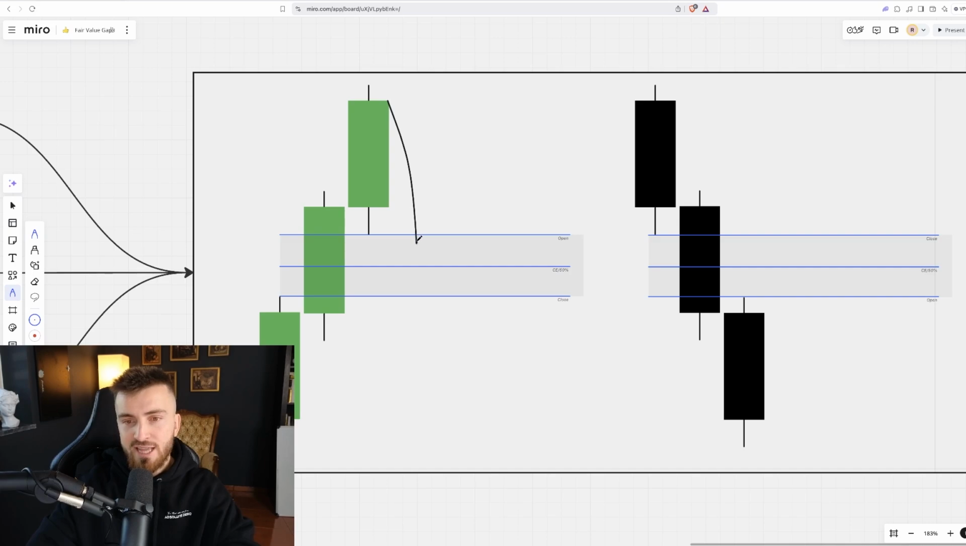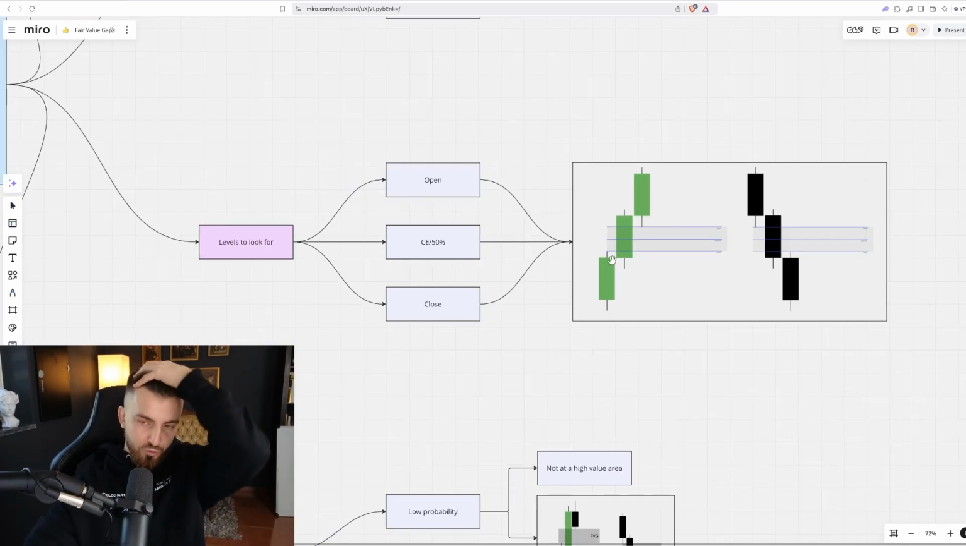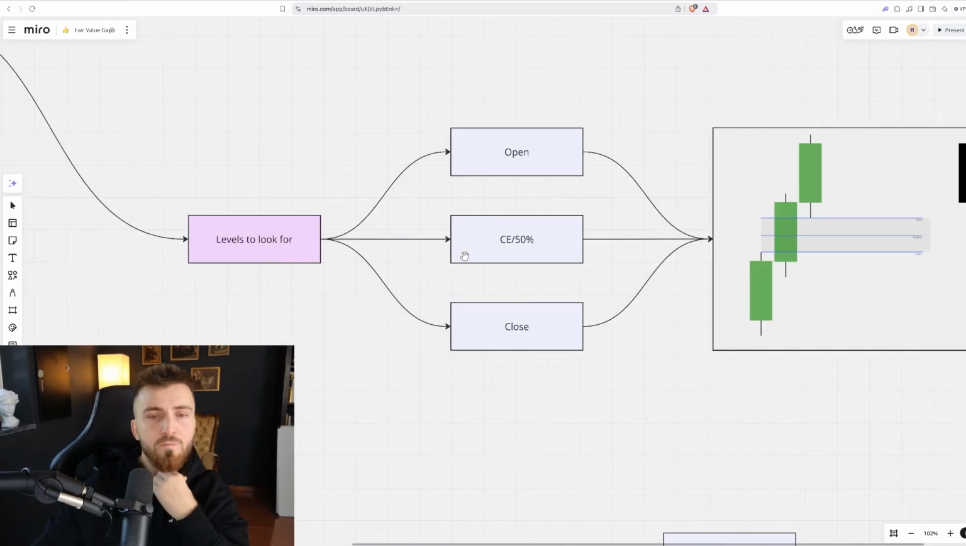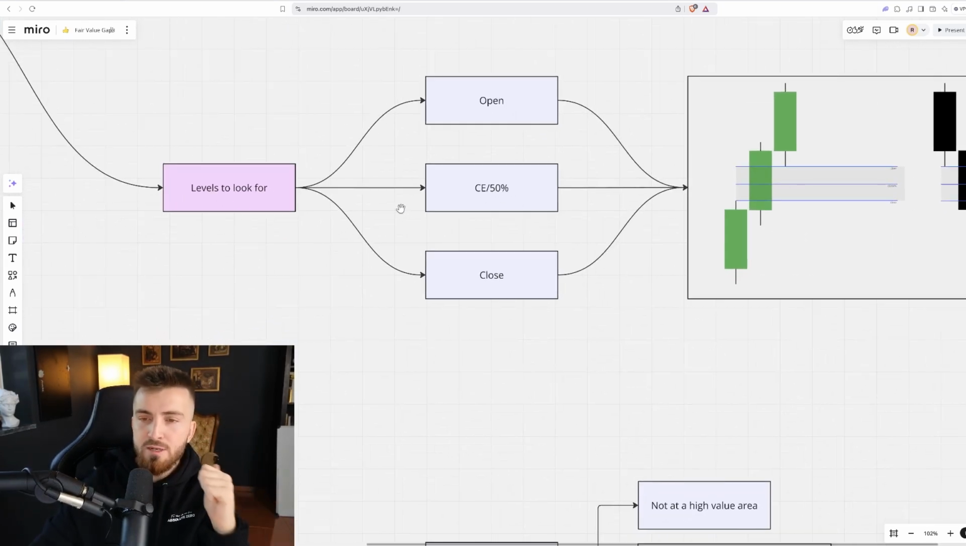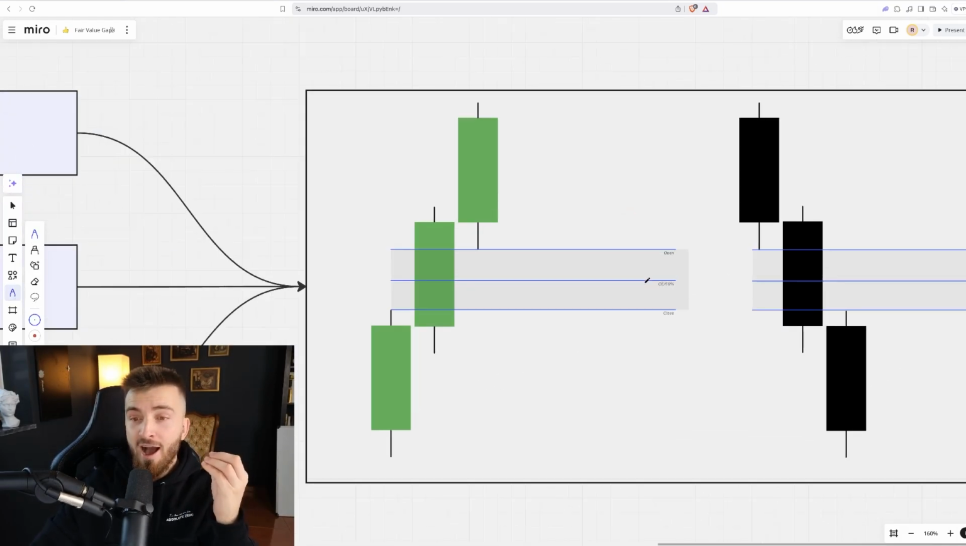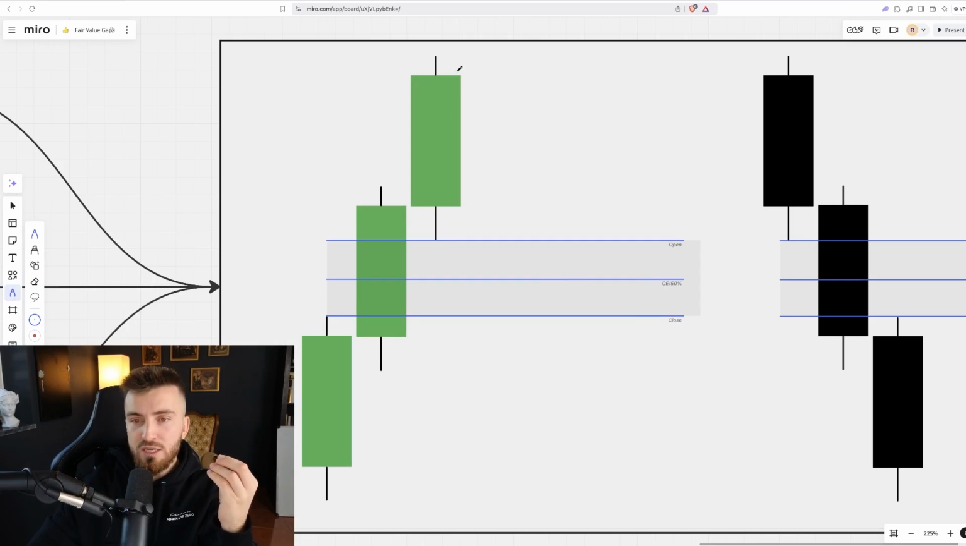And here it just tapped the opening of the gap, the start of this gap. In the 50%, it's obvious that it's the 50%. I'm not even going to double check that or give you a justification. So levels to look out for: the open, the 50%, and the close. These are the levels that you expect to be reacted from. And for the highest quality fair value gaps, you don't even expect the 50% to be closed below, right? You don't expect a close below the 50%.